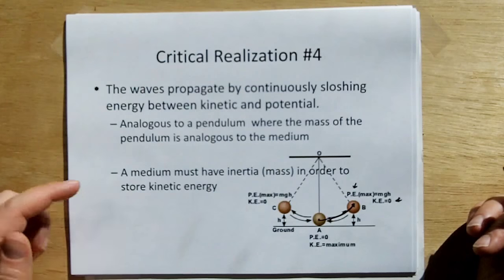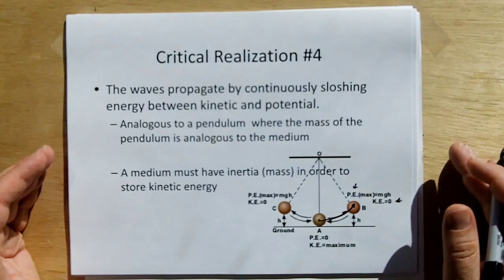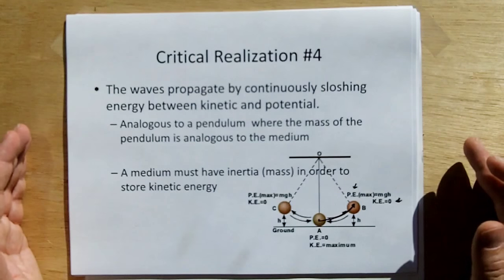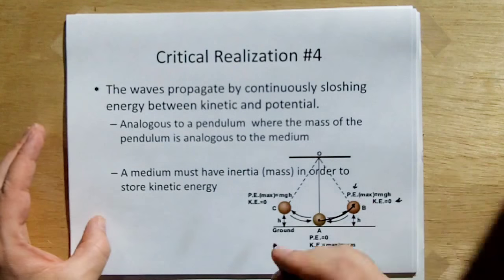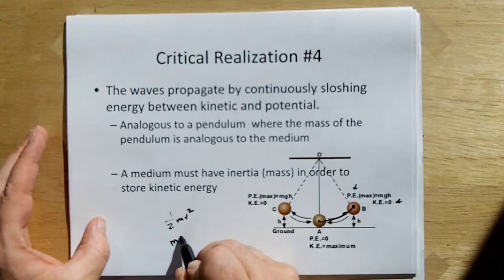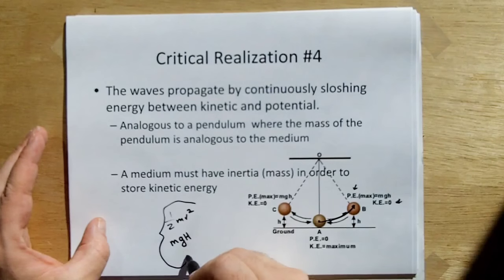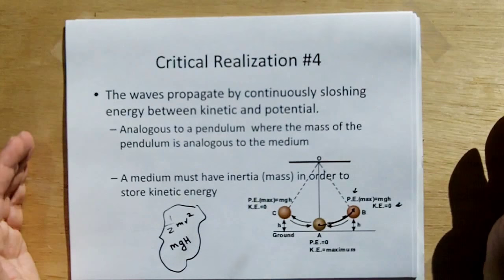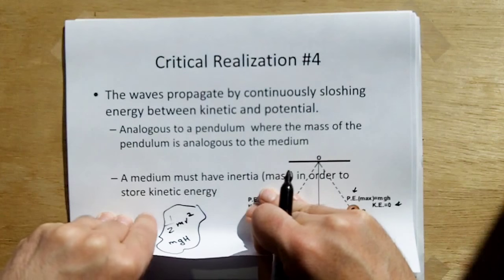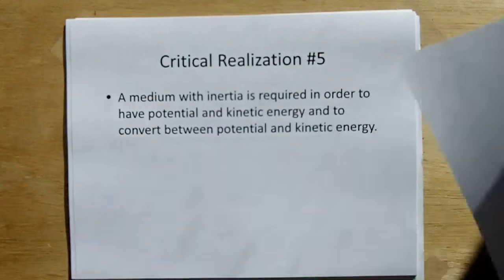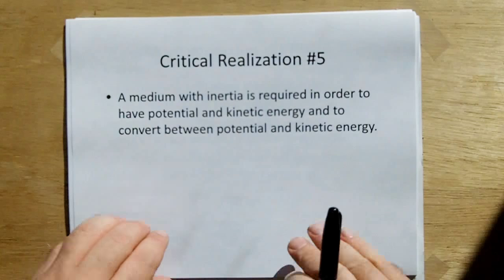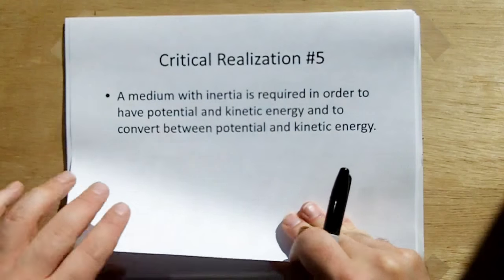But here's an interesting point. A medium must have inertia or mass in order to store kinetic energy. Every definition of energy requires mass somewhere in the definition. You have 1/2 mv squared, you have mgh. So our medium must have mass or something similar to mass, maybe inertia. And that's why people say the energy is stored in the electric field, really? Without charge? Oh, and that's critical realization 5: a medium with inertia is required in order to have potential and kinetic energy and to convert between potential and kinetic energy.